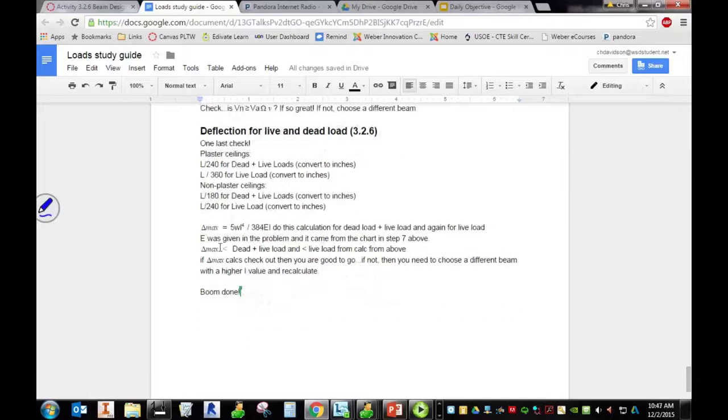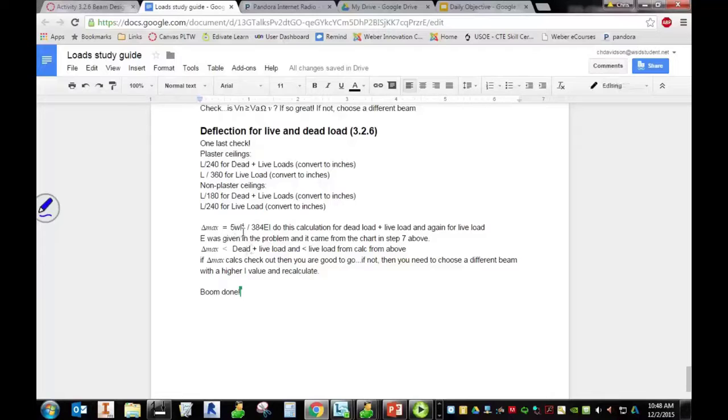So then we'll go down to our delta max. So delta max equals, and again remember this particular equation is for a beam with a concentrated load. You would have to refer back to your shortcuts module to do a different type of beam. So you're going to do this calculation for a dead load plus a live load, and then again for a live load only. So let me walk you through this equation.